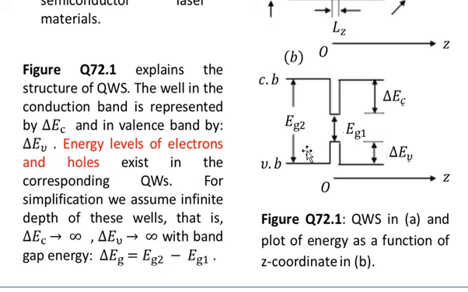And you see that if these quantum wells are not formed, then in order to excite an electron from the valence band to the conduction band, we need to provide a beam energy h nu greater than Eg2.